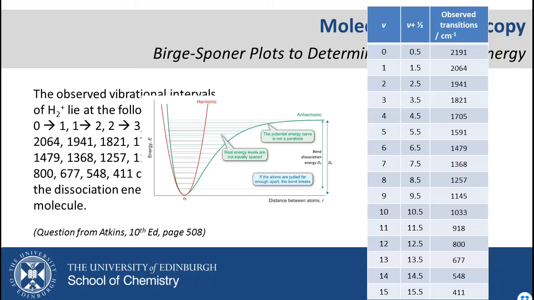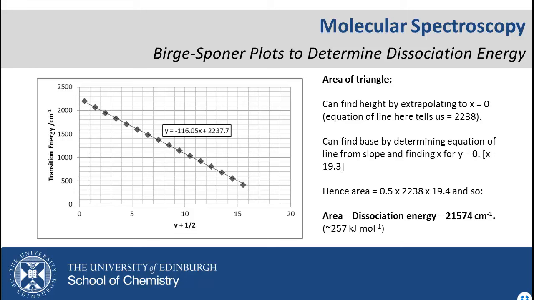To find the dissociation energy, we need to extrapolate the plot to both axes so that we may find the area of the triangle, which will equal the dissociation energy. This is easy to do in software, but when hand drawing, you will need to do a bit more manual work. We can find the height of the triangle by finding the y-axis intercept. My Excel output here tells me that it is 2238.